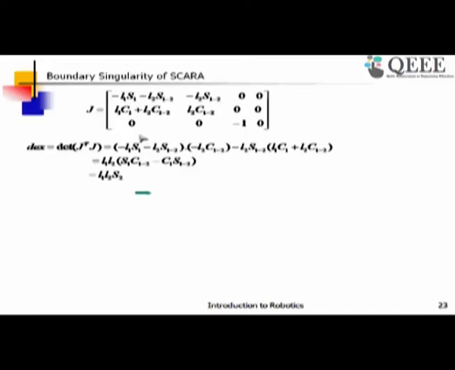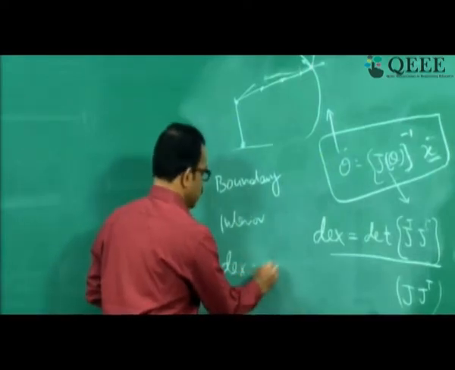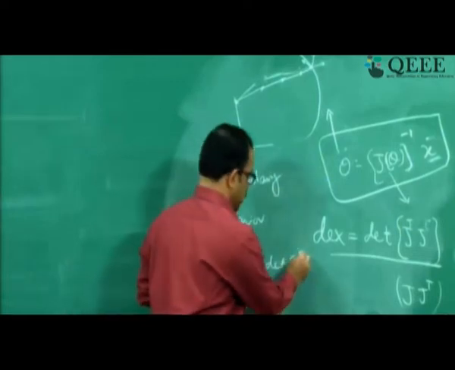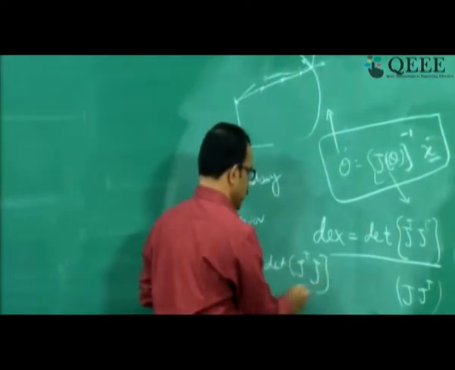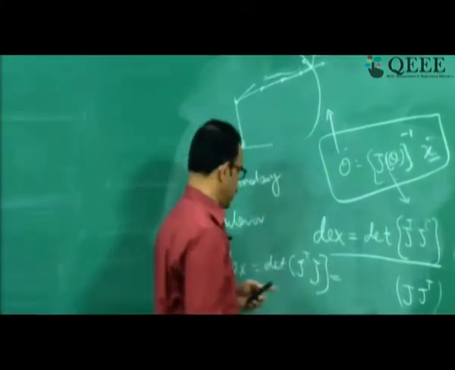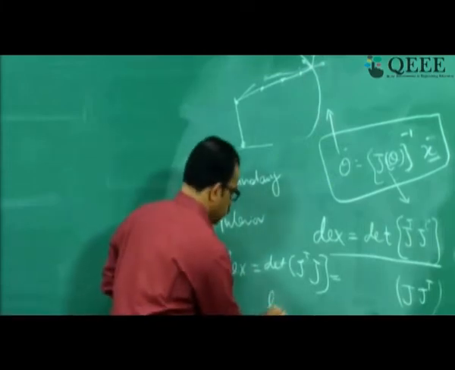Take that SCARA manipulator we discussed earlier. The Jacobian of the SCARA is given as minus L1 S1 minus L2 S12, and so on. If you take the dexterity of this manipulator, it is given as the determinant of J transpose J. If you do this, you will see that it becomes 0 under some condition. The dexterity will become 0 when L1 L2 S2 is equal to 0.